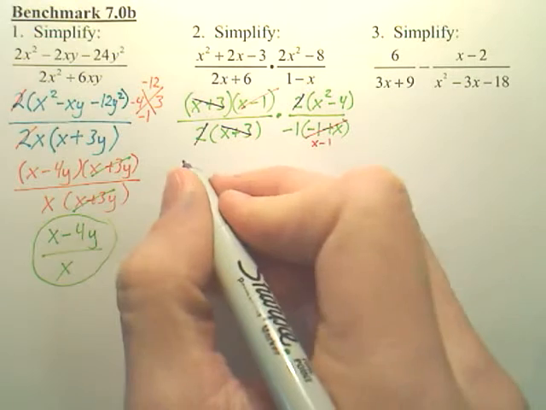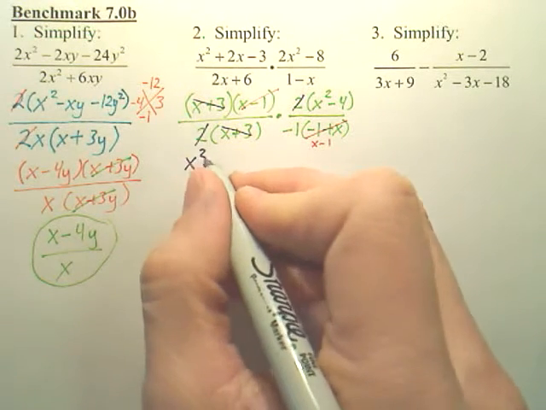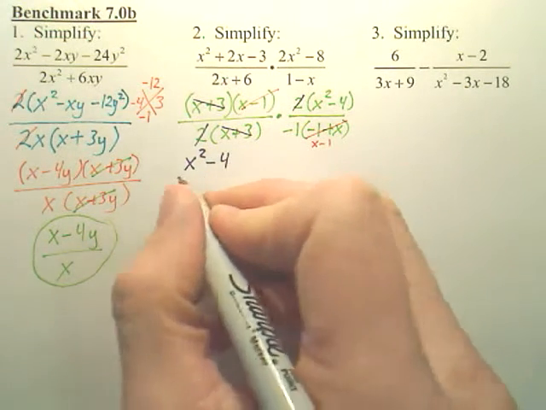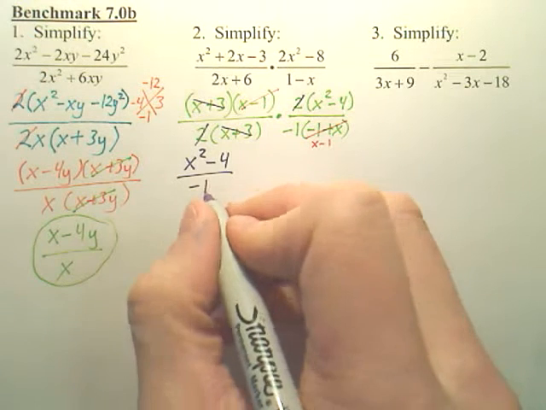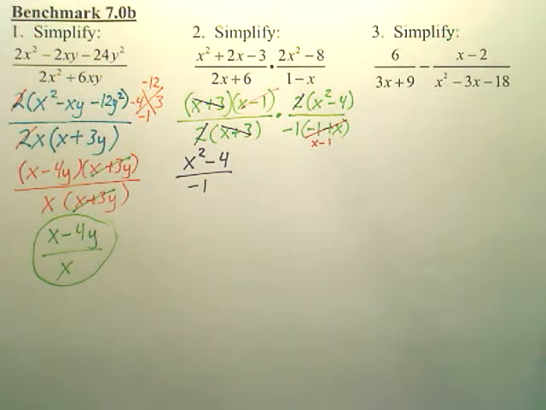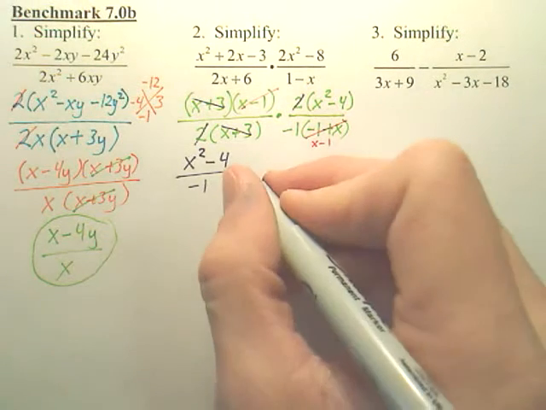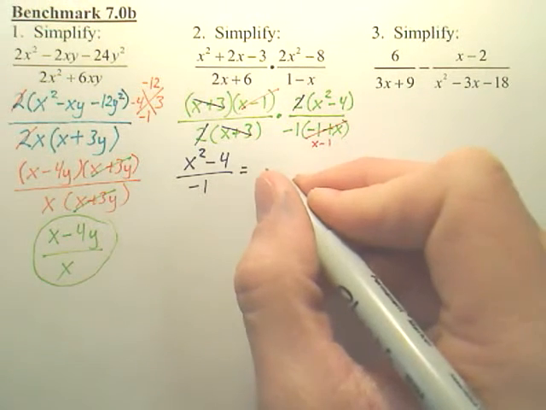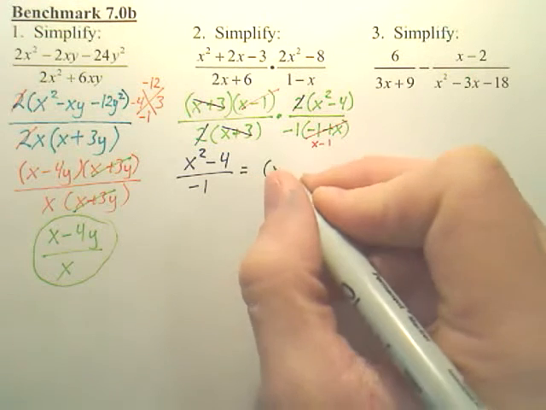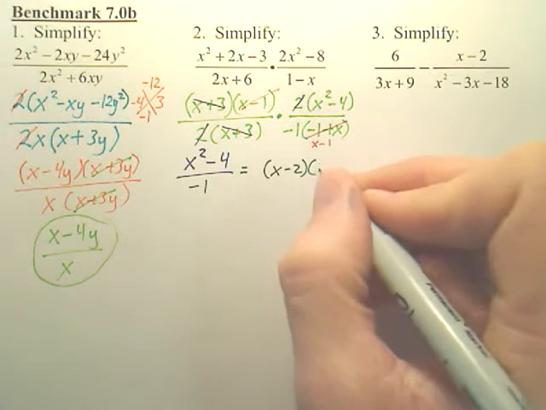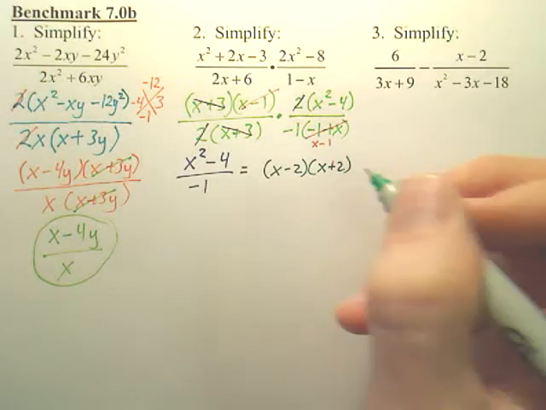So it looks like what's left is x squared minus 4 over negative 1. Now does x squared minus 4 factor? Yeah, that's a difference of squares. So that's going to be x minus 2 times x plus 2.